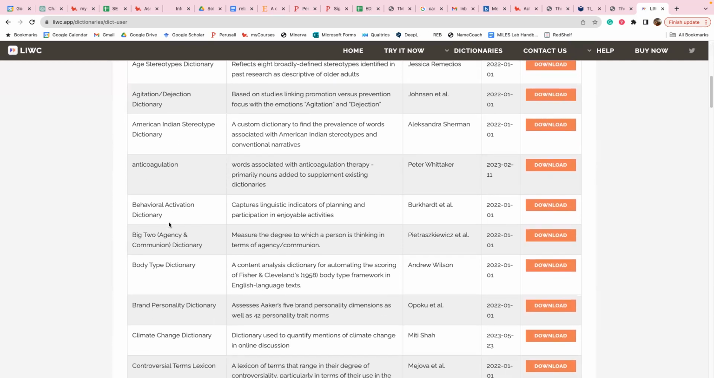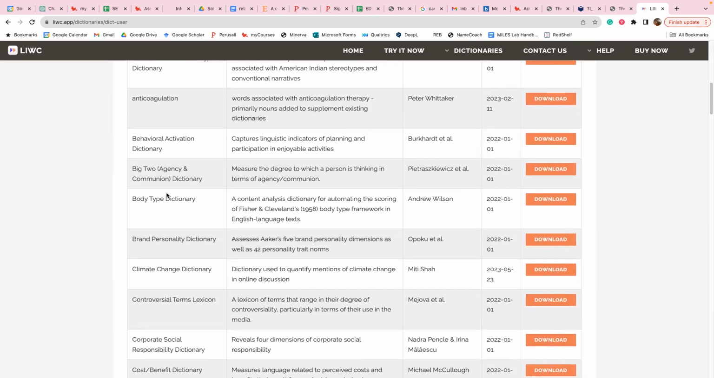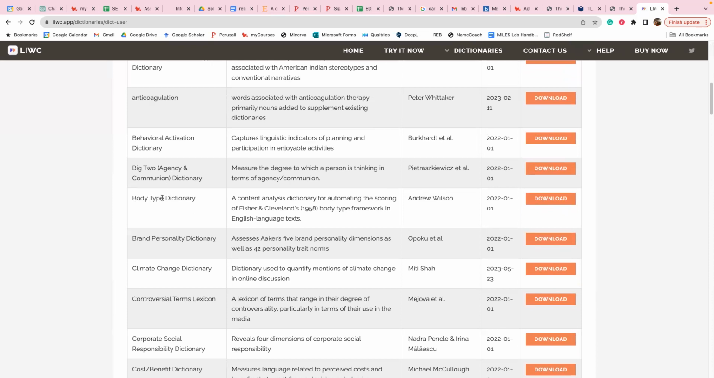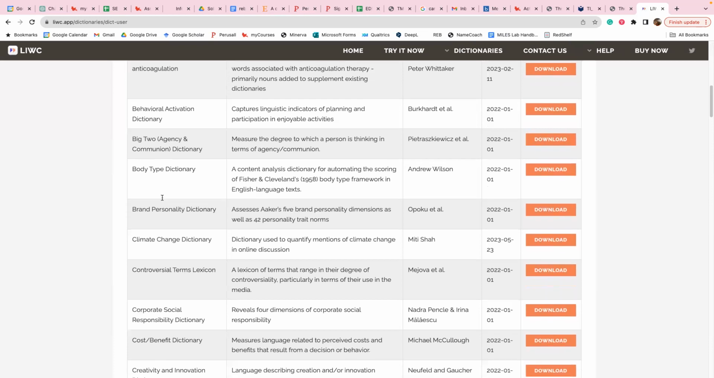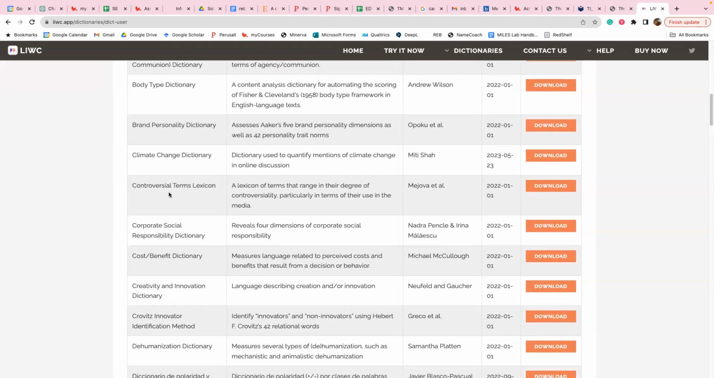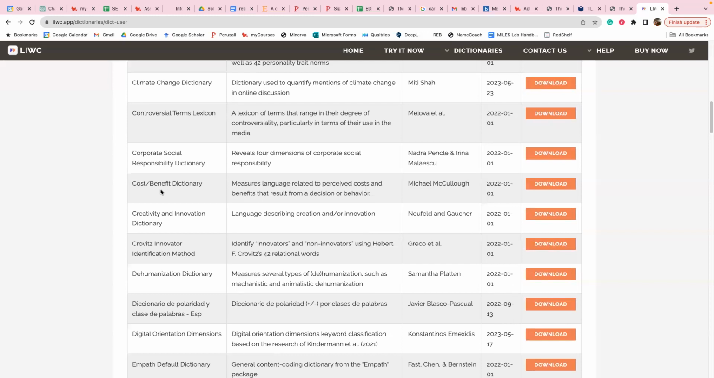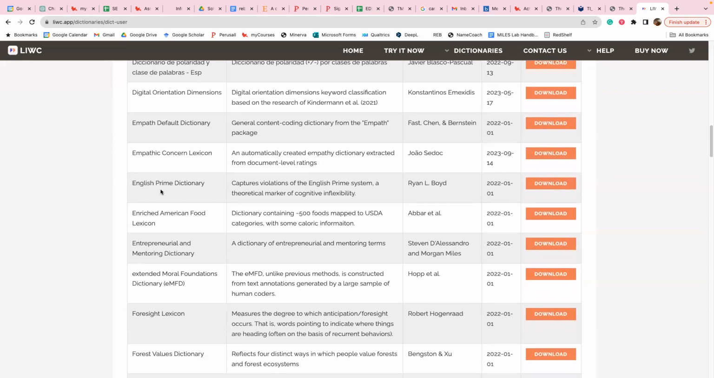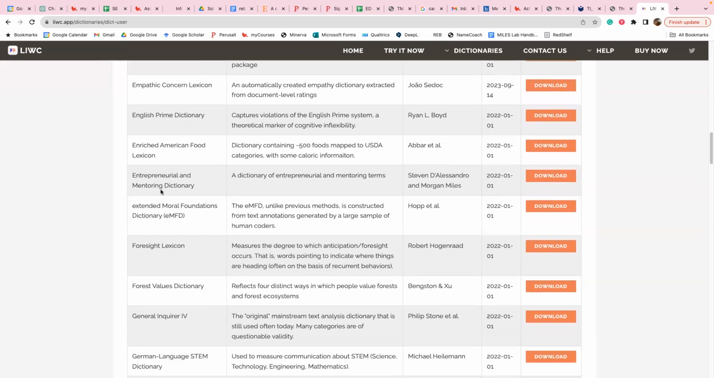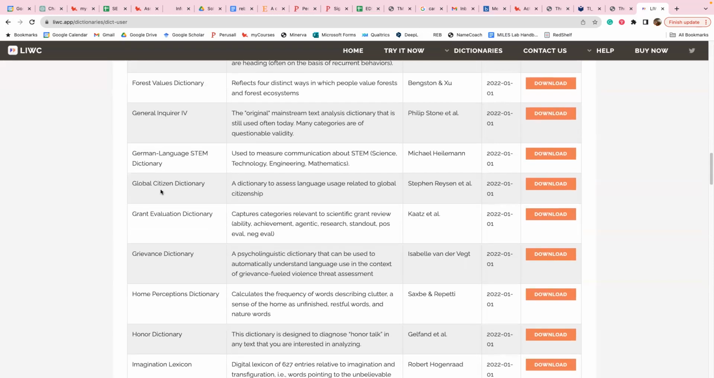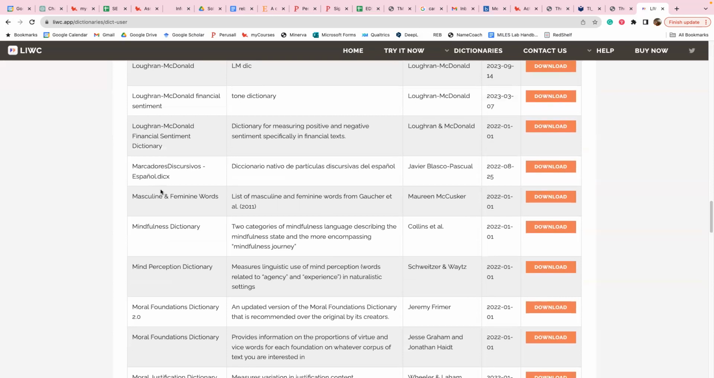And then these are for specific things. This kind of gets at the question earlier about cultural sensitivity. There might be something in here, like this one is a body type, so it's connected to specific frameworks, controversial terms, cost benefit. If there's something in there that you look at very specifically, this could be helpful, but there's a lot in here. And then you would load that dictionary and run that.